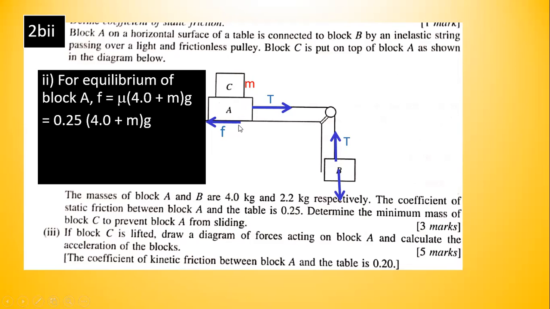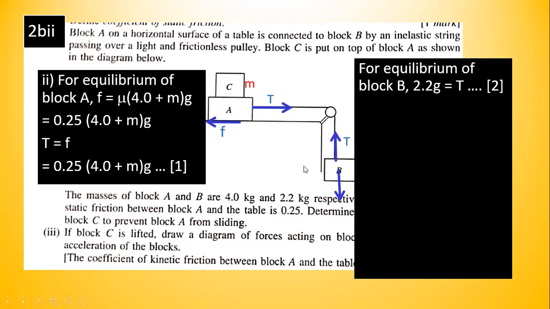And put in your values. What is given? The coefficient is given. Mass of block A is given. Mass of block B we don't know, so we put it as M. Then that's your tension, which must be equal to friction if it's on the verge of moving. Put in your values. That's equation 1.